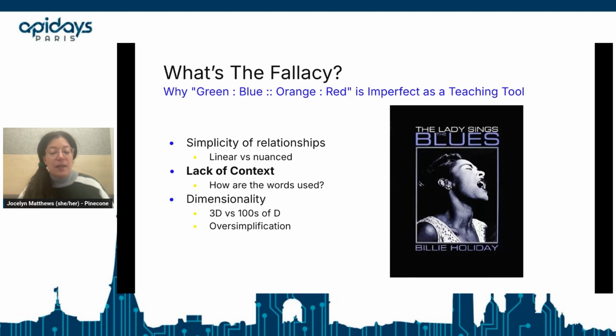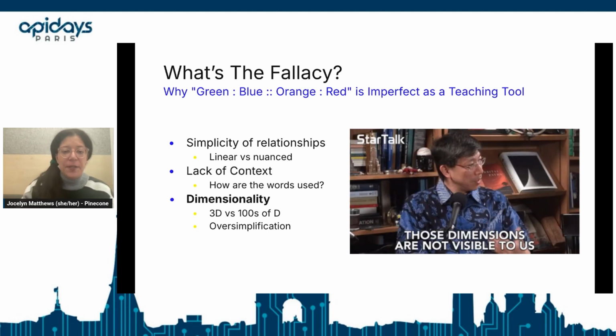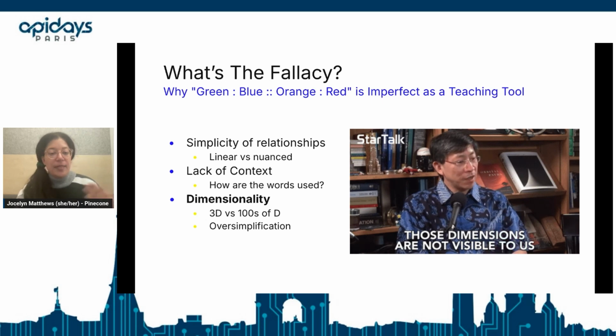Now, if you're pushing back on what I just said and you're thinking colors have meanings and associations, that's true. And that's also why I picked the Billie Holiday graphic. So your spidey sense is tingling in the right direction, but I'm going to keep going. We're going to come back to this. But I want to talk about the third issue, which is really important that comes up, and that's dimensionality. And so green is to blue as orange is to red is really missing dimensionality. You remember I said that the color wheel is a 2D flat disk. That doesn't get us across the finish line.